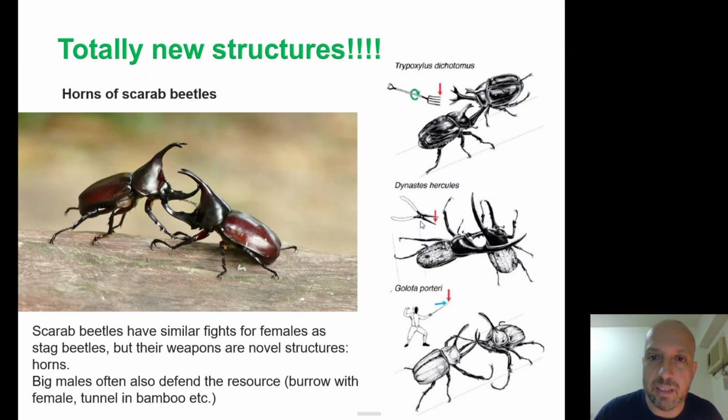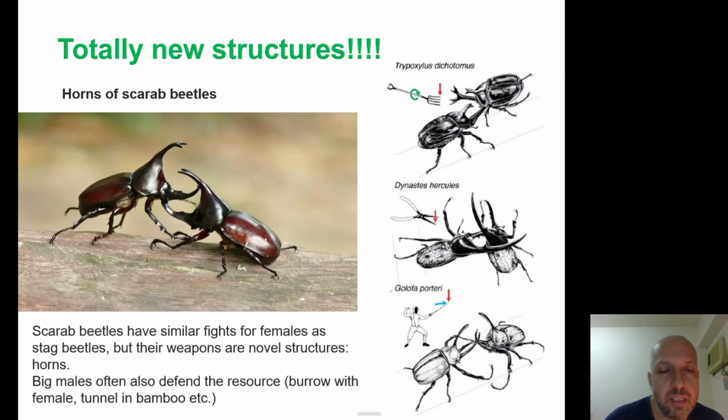In Dynastes beetles, they work more like scissors, so they grasp the other male and throw it out. In Golofa, they are more like a sword, right? So the style of fighting differs in different beetles, and based on that, the shape of the horns is adapted.